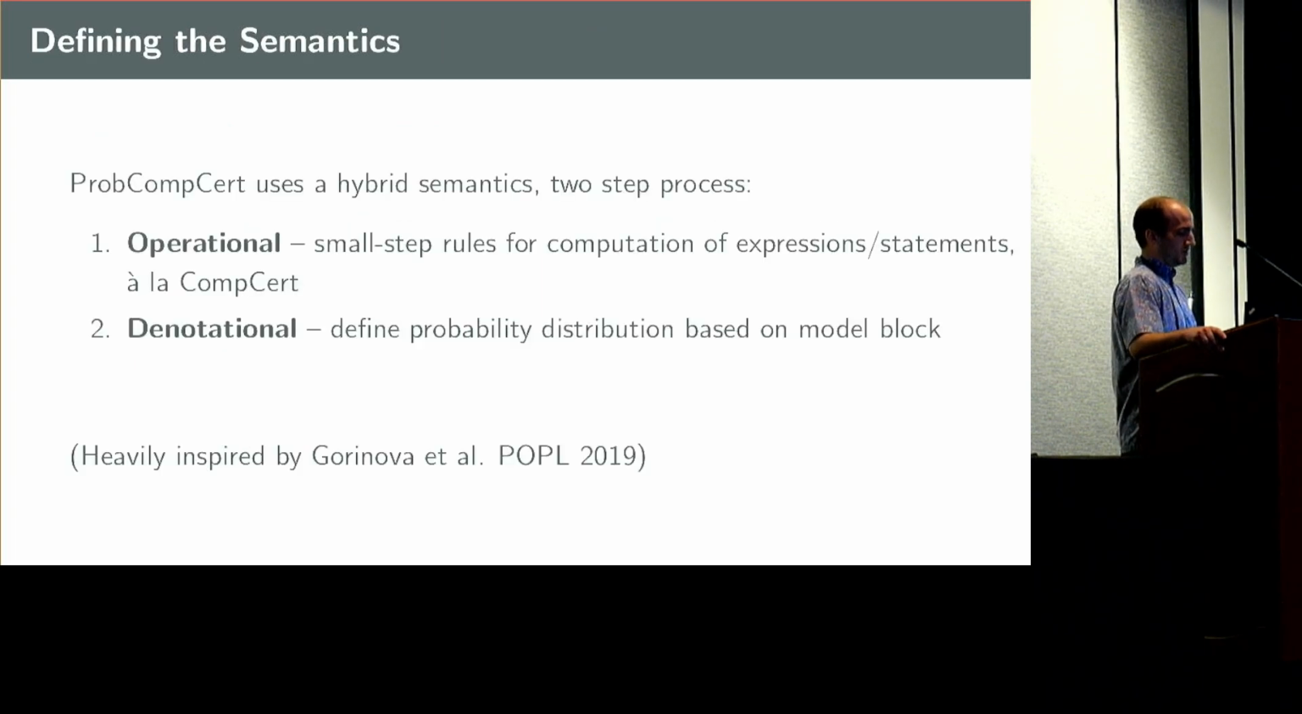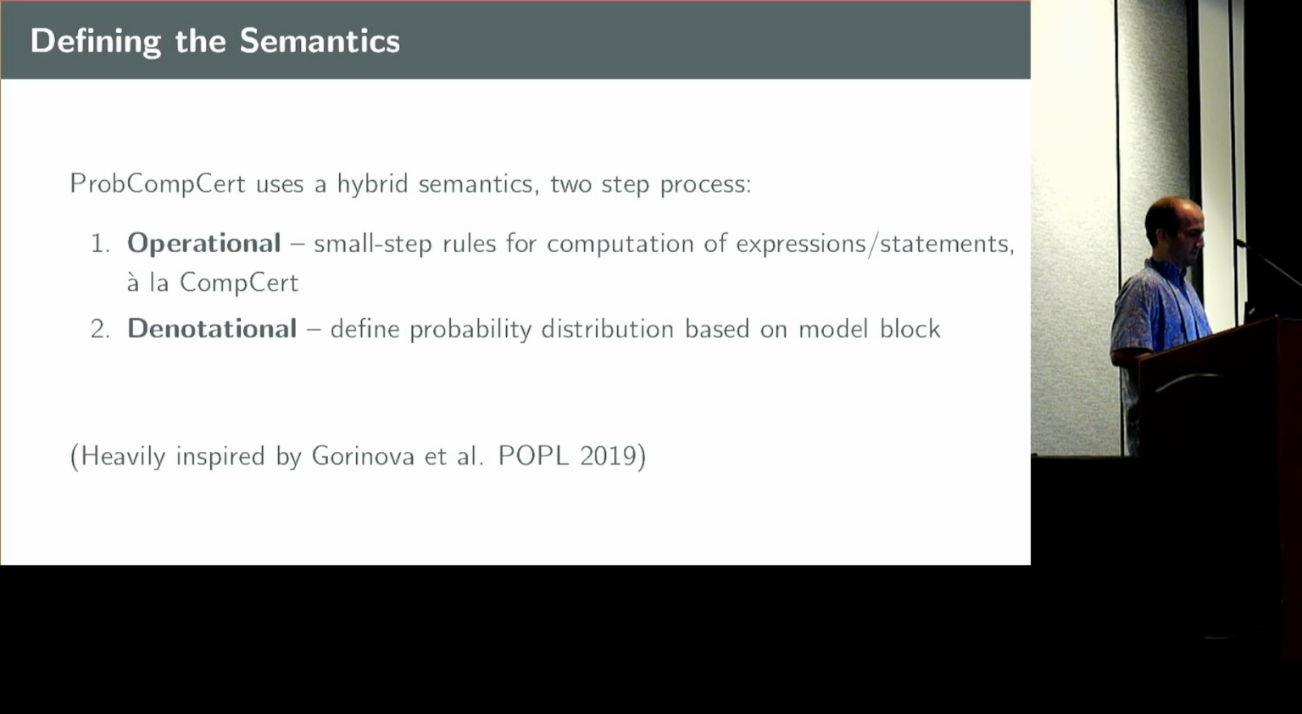In this project, we give a hybrid or two-level semantics for Stan programs. We start with an operational semantics that's given in small step style, which explains how you compute each of the expressions and statements we saw in the model block. This is similar to CompCert's C-Lite semantics, if you're familiar with that. And then on top of that, we define a denotational semantics, which from the density function given by the operational semantics gives us a probability distribution. This is similar to a pencil and paper semantics of Stan that Goranova et al. gave in their Popl paper a few years ago.